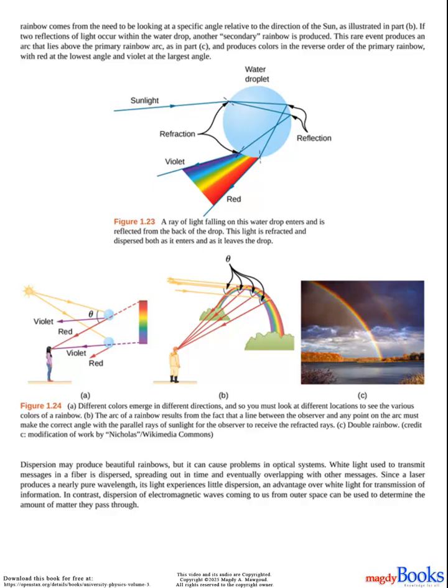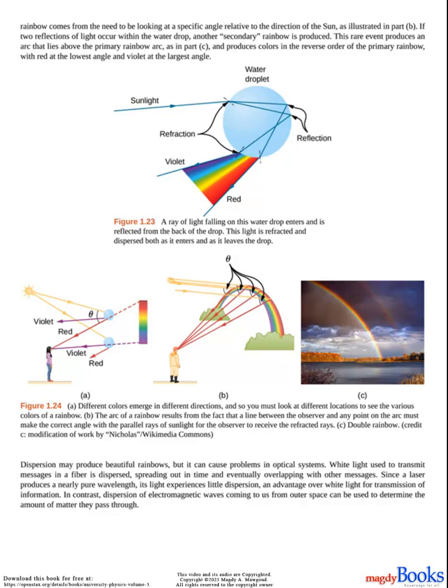If two reflections of light occur within the water drop, another secondary rainbow is produced. This rare event produces an arc that lies above the primary rainbow arc, as in Part C, and produces colors in the reverse order of the primary rainbow, with red at the lowest angle and violet at the largest angle.